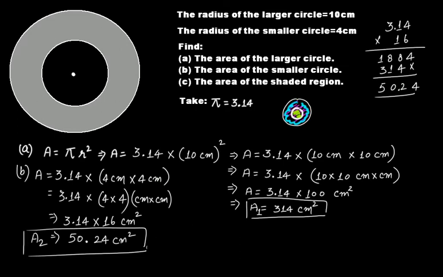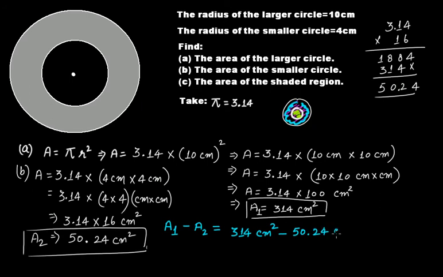So if you do area of larger circle, that is A1, minus area of smaller circle, that is A2, this gives you the area of the shaded region. So what is this? 314 centimeter square minus 50.24 centimeter square.